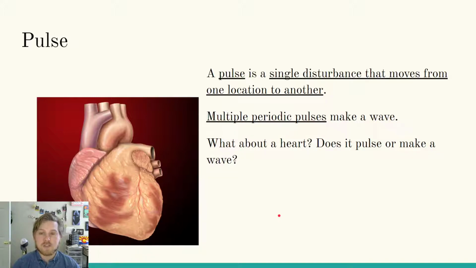A pulse is a single disturbance, right? If you whip the Slinky or the rope once, then that is a single disturbance that is called a pulse.